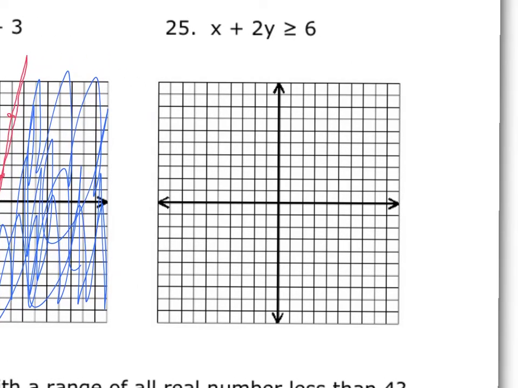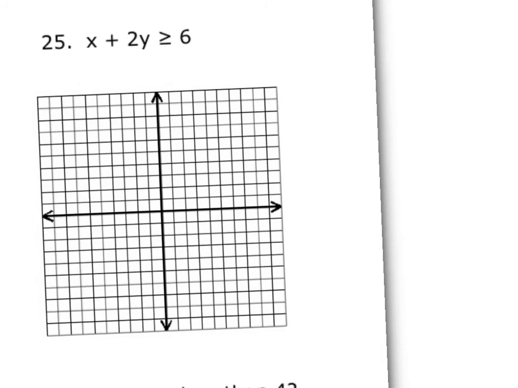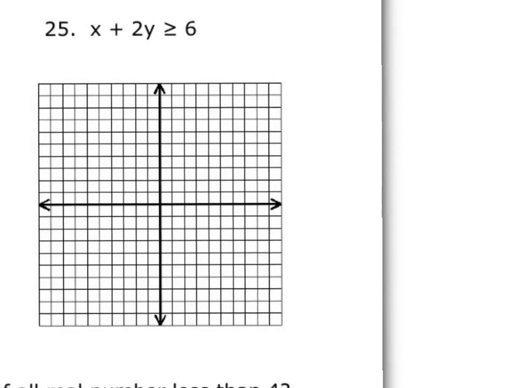Okay, 25. In order to graph this, we need to put it into slope-intercept form. So I'm going to move the x by adding the opposite to both sides. And I end up getting 2y is greater than or equal to negative x plus 6. We're going to divide everything by 2.